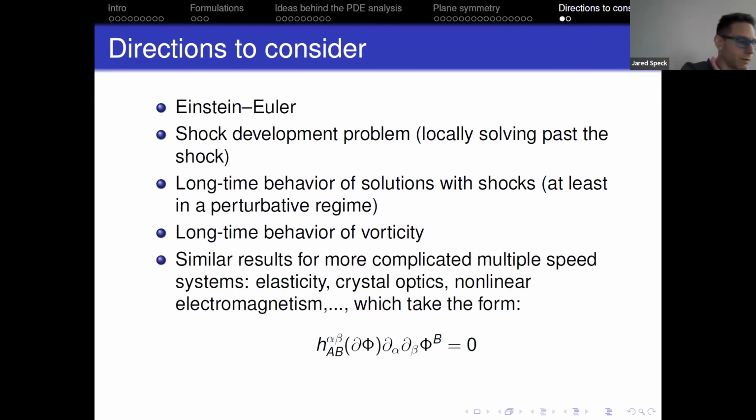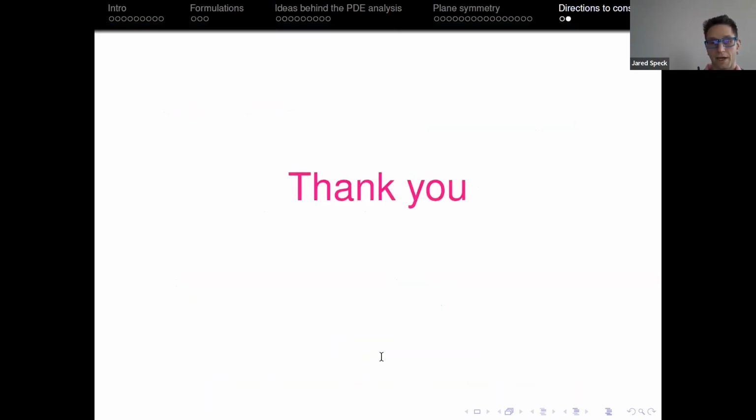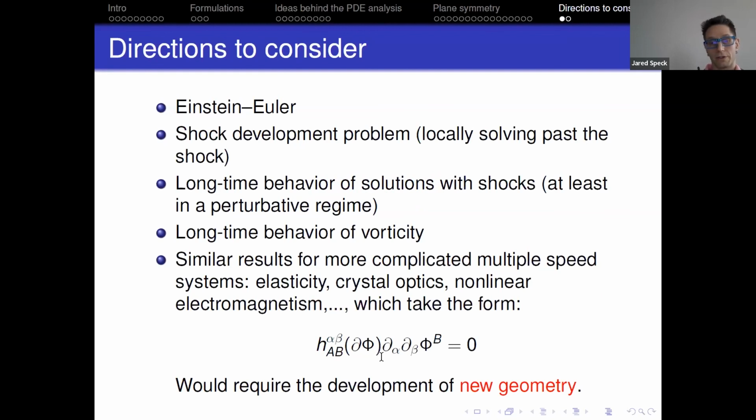And if you are interested in singularity formation, then just the singularity formation part, besides fluids, there's lots of other systems that haven't been understood. Elasticity, crystal optics, nonlinear electromagnetism. The principal parts are much more complicated. They're not just like a Lorentzian metric anymore. You have these 4 indices that kind of wildly couple everything together. And the geometry of these systems has not even been well understood.